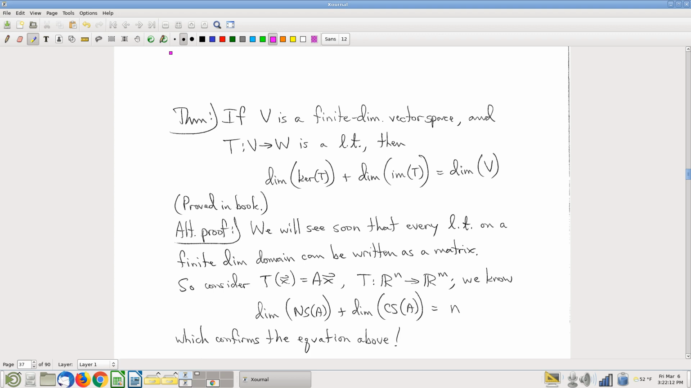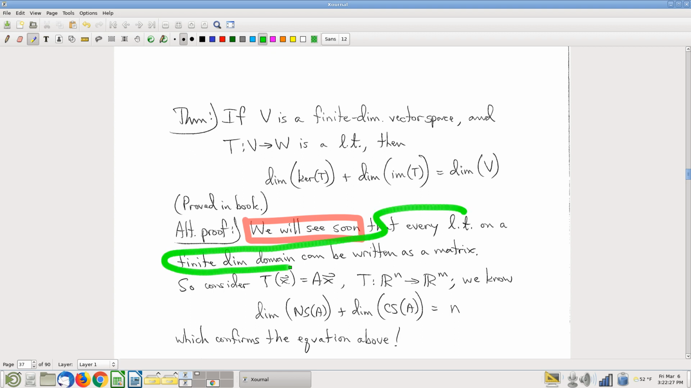So the one little assumption, I'm going to highlight this in red. The thing that I'm going to defer to later, now I owe you an explanation of this fact, that'll come later, is that actually every linear transformation on a finite dimensional domain can be written as a matrix. Like I say, some work has to be done to establish this, but this is a true fact. If you've got a linear transformation on a finite dimensional domain, it can be written as a matrix in a certain way.